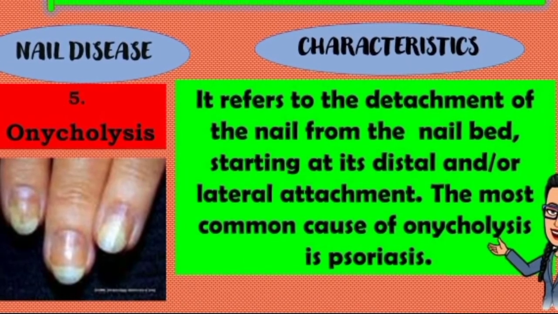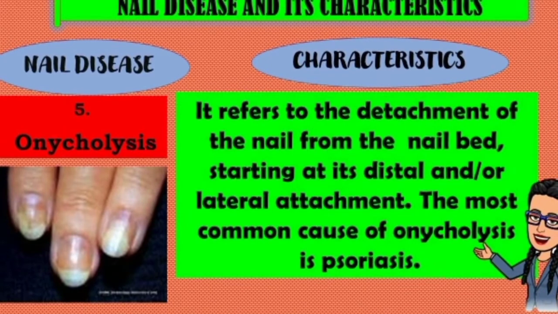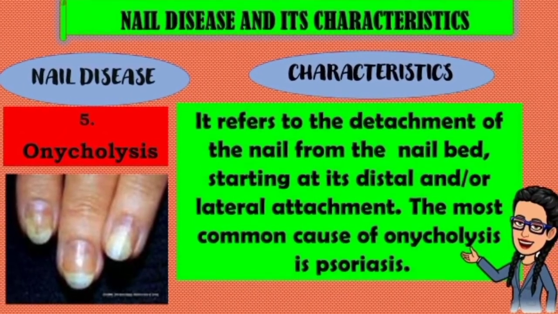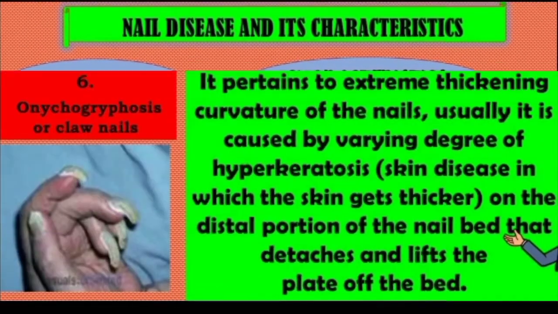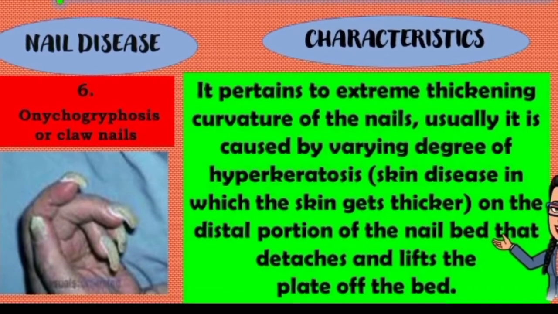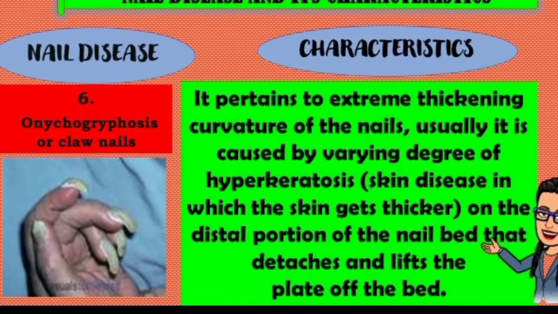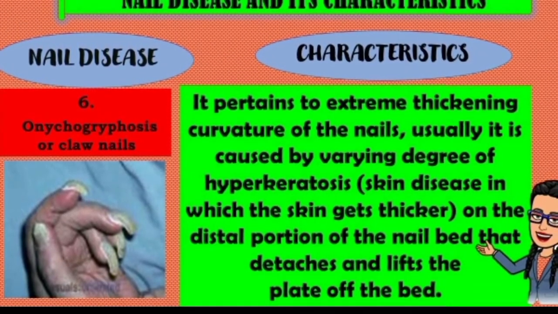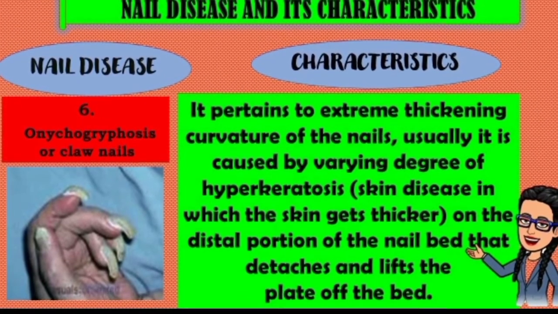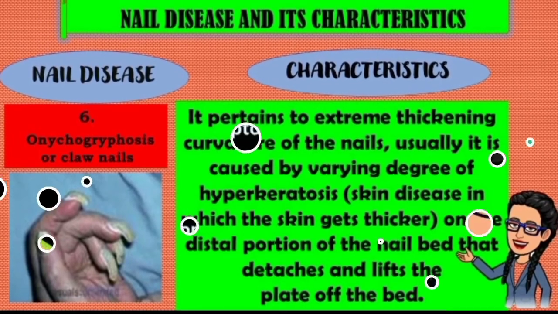Onycholysis. It refers to the detachment of the nail from the nail bed, starting at its distal and or lateral attachment. The most common cause of onycholysis is psoriasis. Onychogryposis or claw nails. It pertains to extreme thickening and curvature of the nails. Usually, it is caused by varying degrees of hyperkeratosis, a skin disease in which the skin gets thicker on the distal portion of the nail bed that detaches and lifts the plate off the bed.